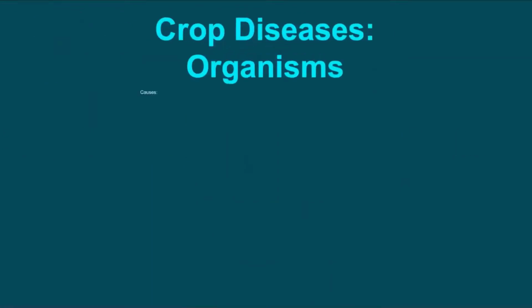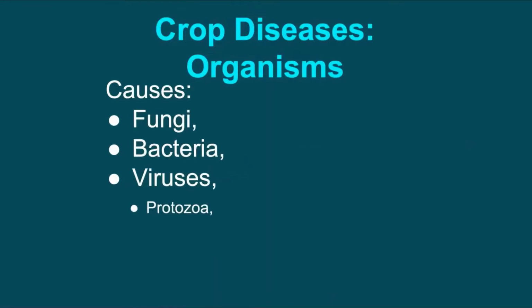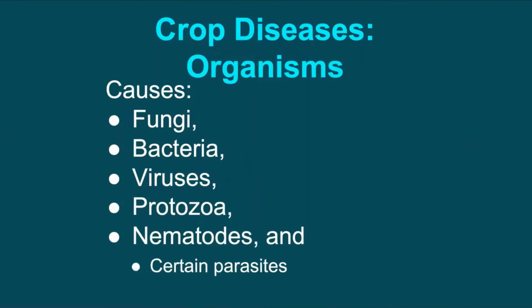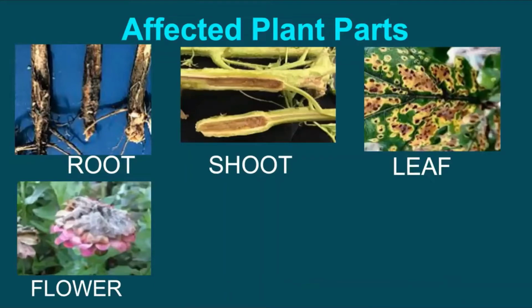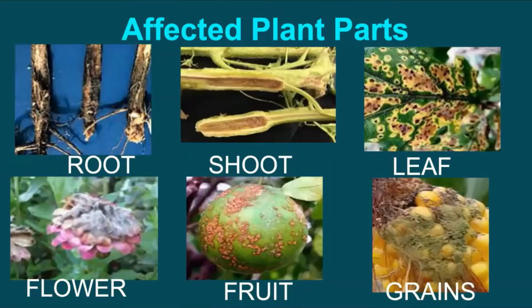Organisms that cause infectious disease in crop include fungi, bacteria, viruses, protozoa, nematodes, and certain parasites. Diseases affect almost all the plant parts like root, shoot, leaf, flowers, fruits, and grains, etc. Crop disease management is the practice of minimizing diseases in crops to increase quantity or quality of harvest. It is our pleasure sharing our practical field experience towards the end of this video with regard to the effective control of late blight disease of potato under field conditions.